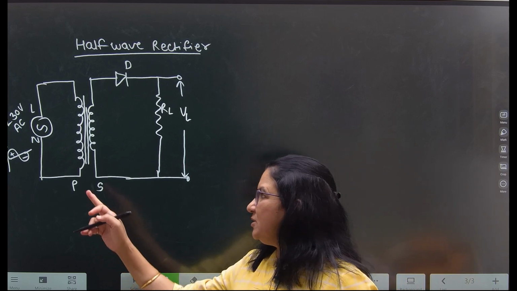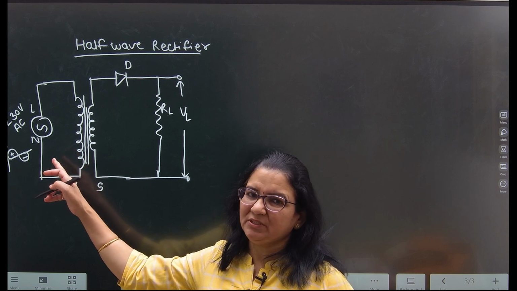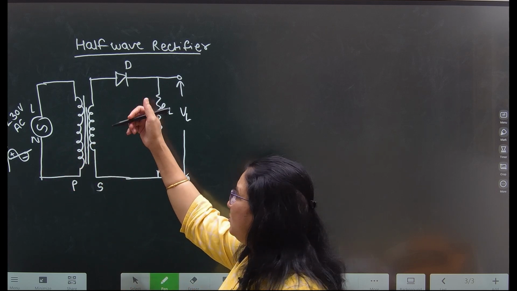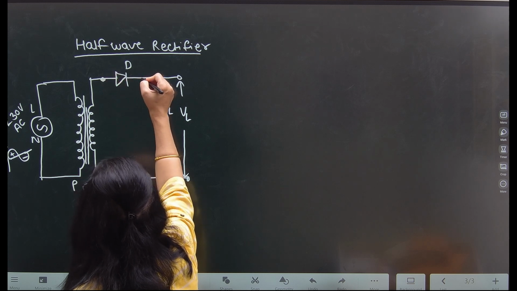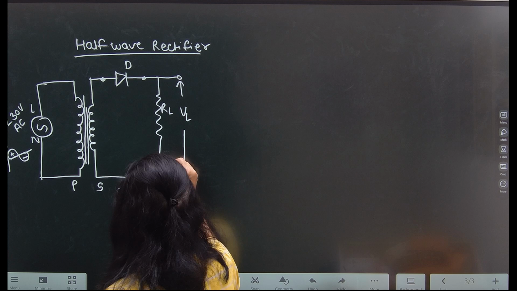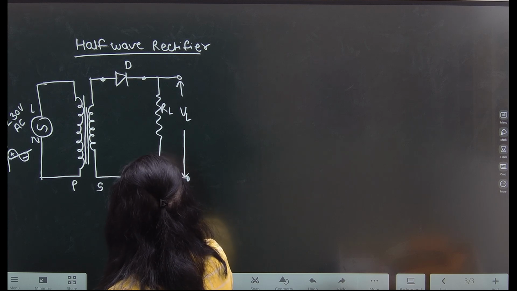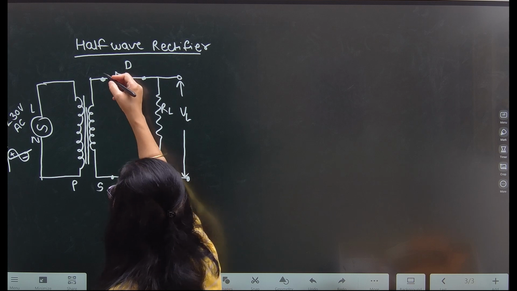So the primary winding of the transformer is connected to a 230 volt 50 hertz supply. The secondary winding of the transformer is connected to the diode's anode terminal, and the cathode terminal of the diode is connected to the load resistor, and the other terminal of the load is connected to the secondary winding of the transformer.